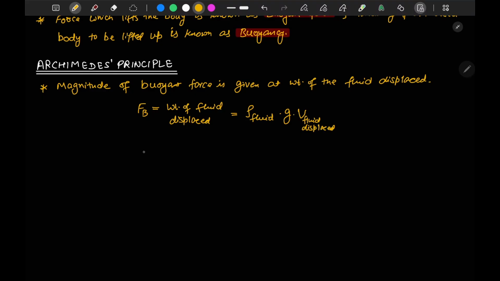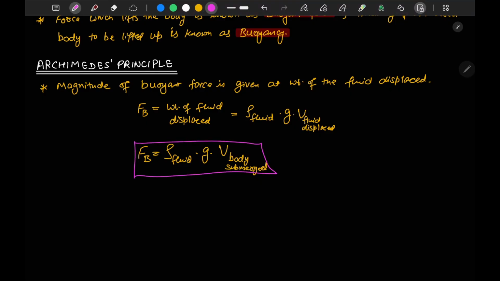We can also write this as Fb is equal to density of fluid into g into volume of body submerged, since volume of fluid displaced can also be mentioned as volume of body submerged. This submerged volume can be for both partially or fully submerged bodies. So this is your buoyant force.